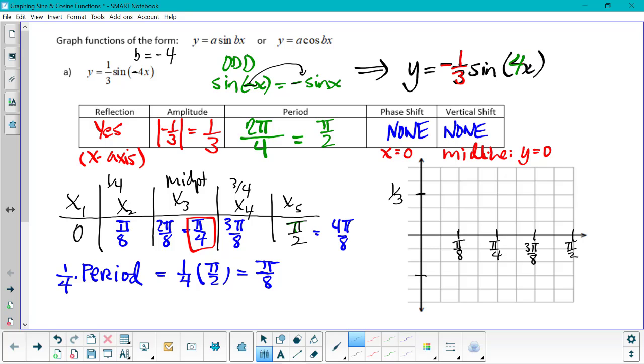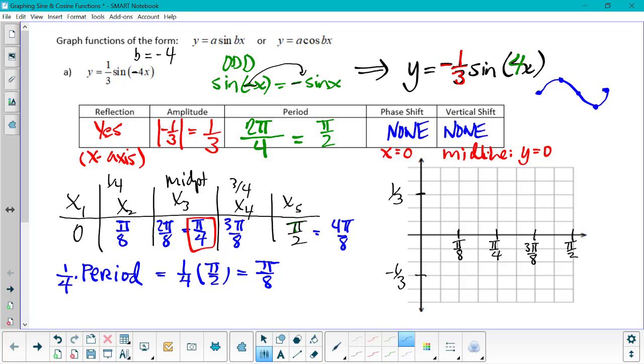So I go up 1/3 to the max and down 1/3 to the min, so I know that's the location of my max and min points. Now I have to think about, I'm graphing sine. So my sine graph looks like this. I've got these 5 points I need to locate. All right, so I have the x values for those points.